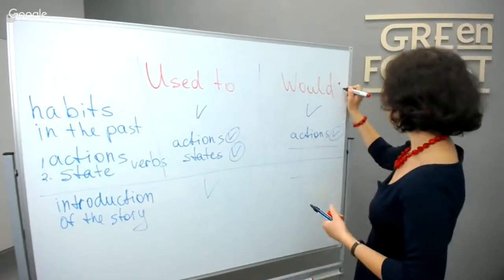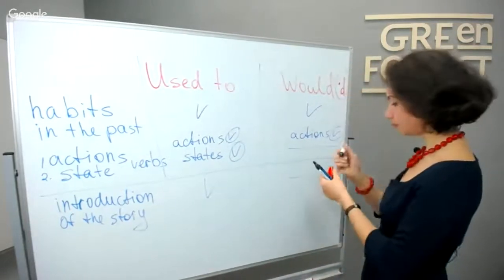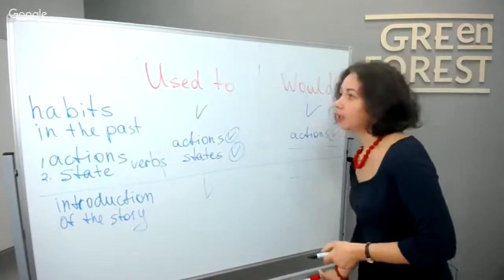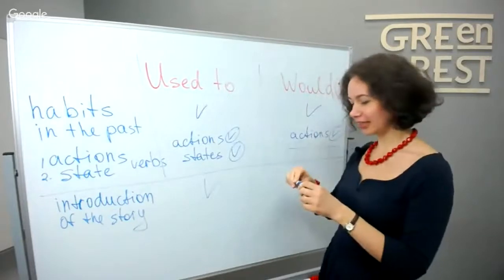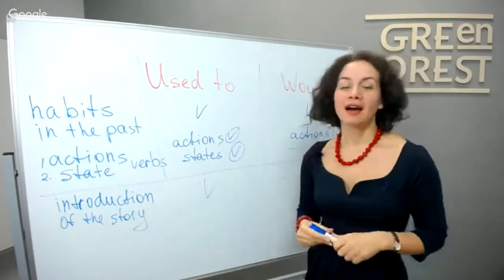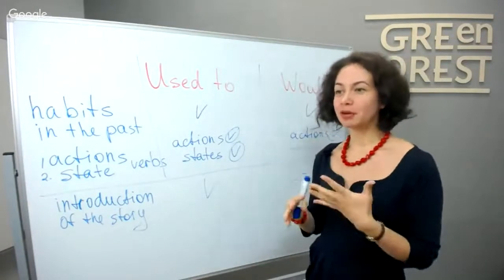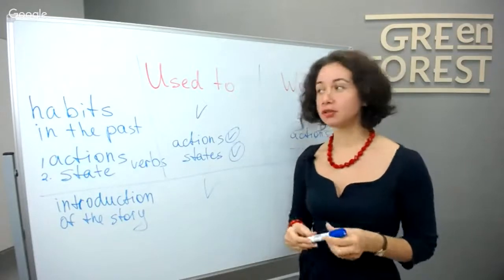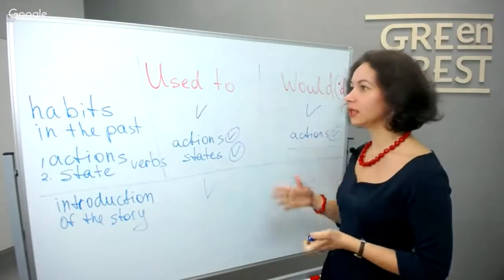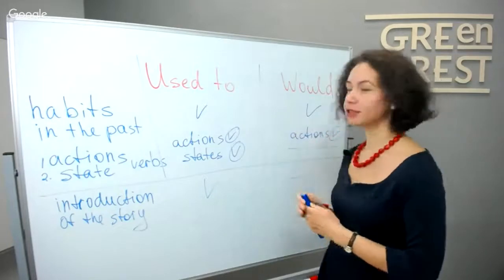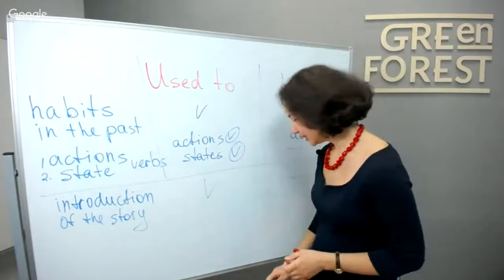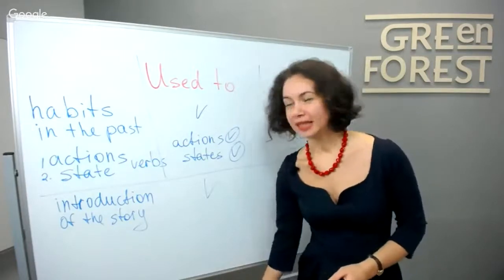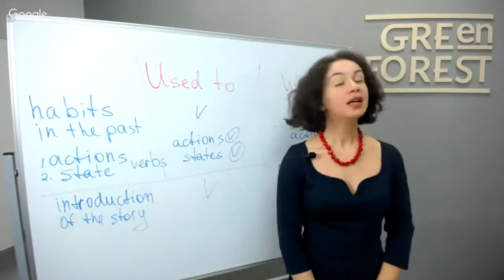I will write over here. And this leads us to the conclusion that we use used to and would in the same story just to avoid tautology, not to use used to all the time. Sometimes it would be much better to use would. Let's practice a little bit. You will now see some sentences which you need to rewrite using used to and would.